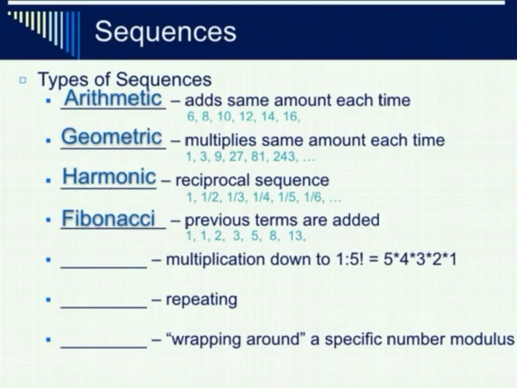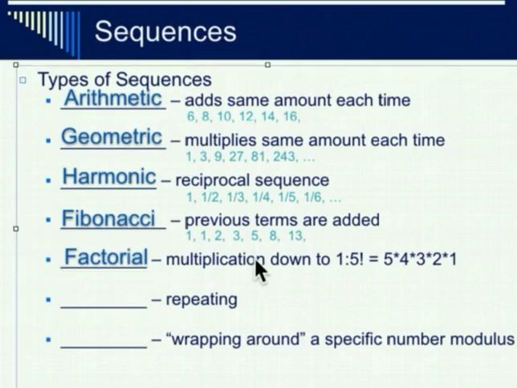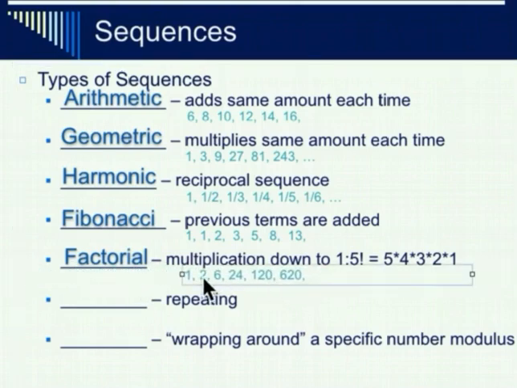Another sequence is the factorials. The factorial is indicated by an exclamation point. If you wanted to know 5 factorial, you multiply 5 times 4 times 3 times 2 times 1, which is 120. And that set of numbers is 1 factorial, 2 factorial, 3 factorial, 4 factorial, and so on. Again, all those are found by multiplying down until you get to 1.